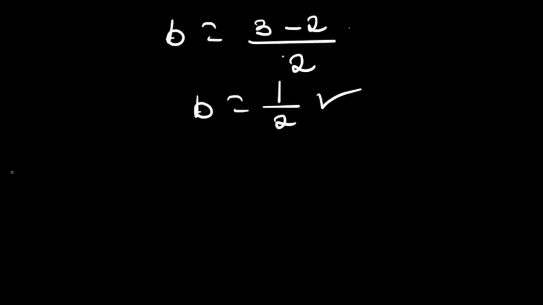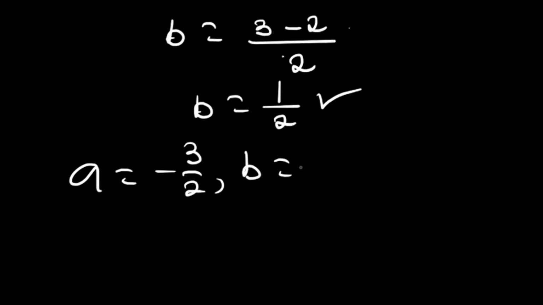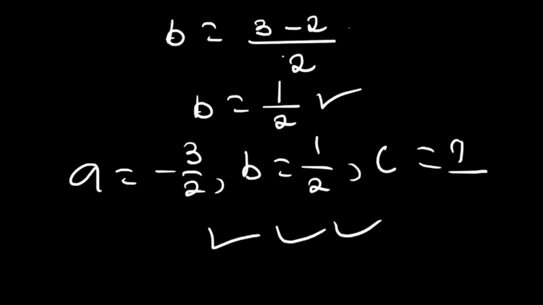So we can now say that a is equal to minus 3 over 2, b is equal to 1 over 2, and then c is equal to 1. So these are the values that we're looking for.